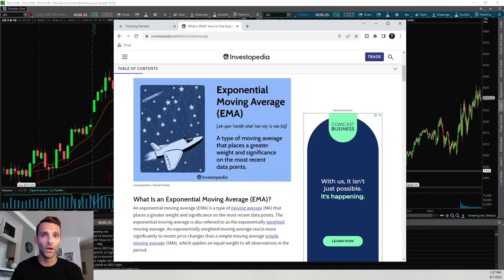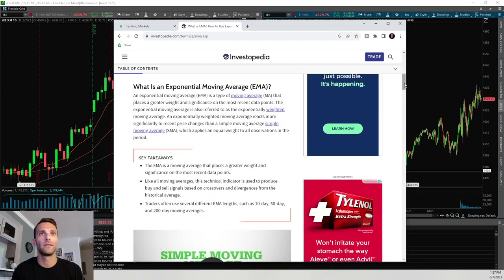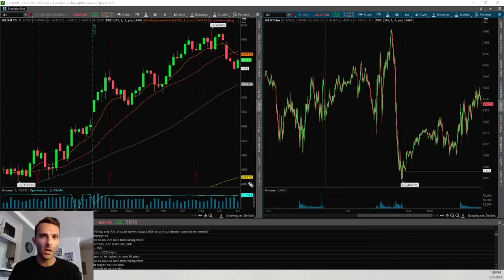And for those that don't know, let's talk about what the exponential moving average is, because I'm sure that a lot of people have heard of a simple moving average. So those are two different types. As far as the exponential, it's a type of moving average that places a greater weight and significance on the most recent data points. The exponential moving average is also referred to as the exponentially weighted moving average. An exponentially weighted moving average reacts more significantly to recent price changes than a simple moving average, or an SMA, does. Now let's talk about the actual strategy.